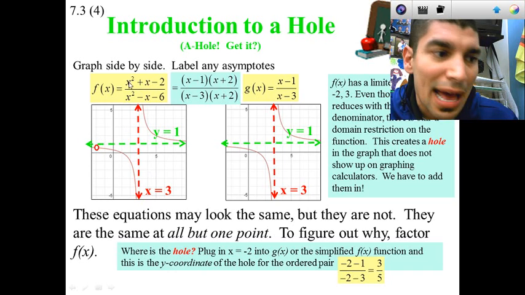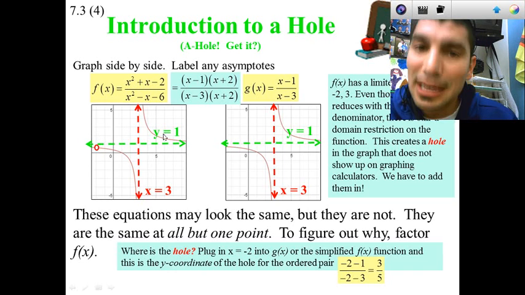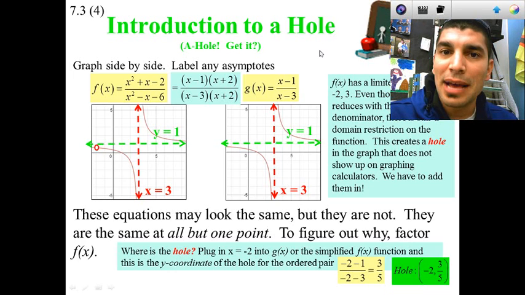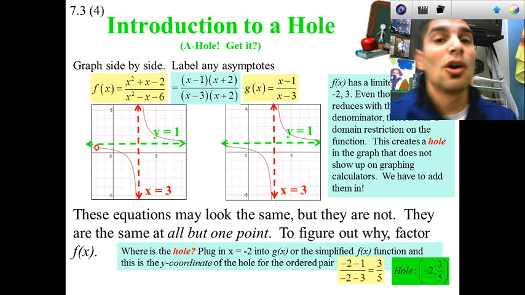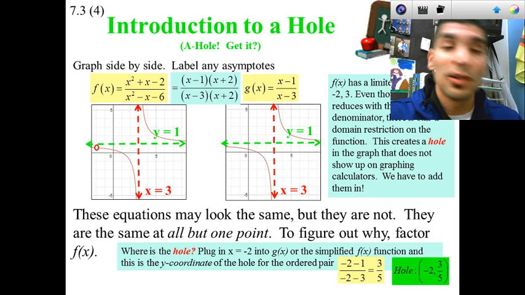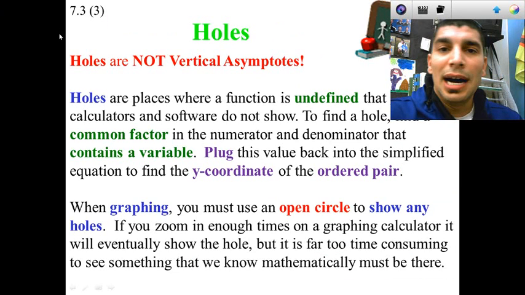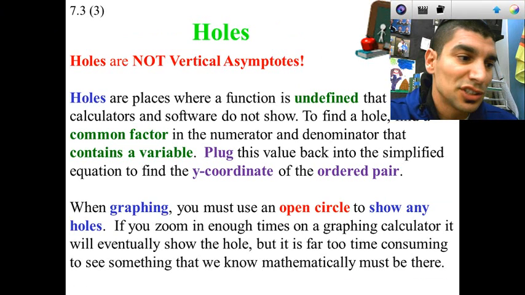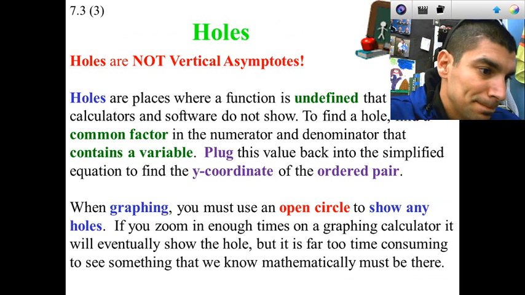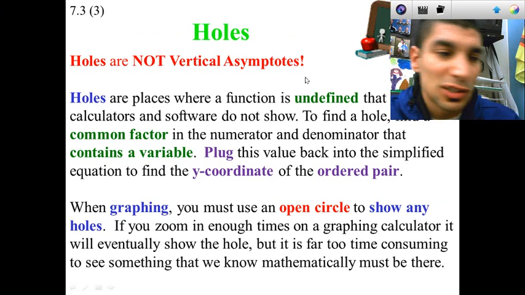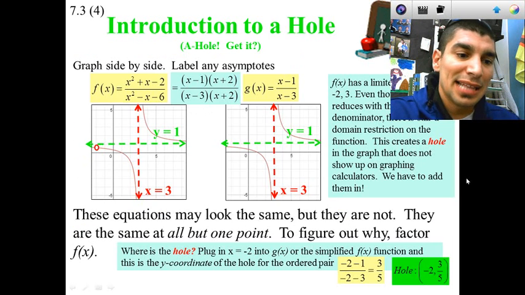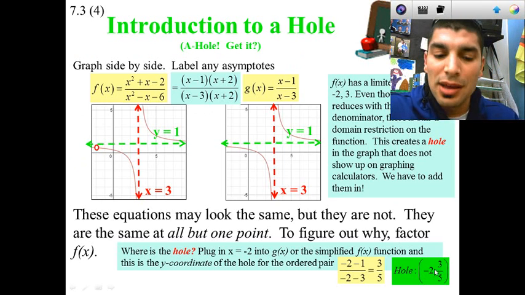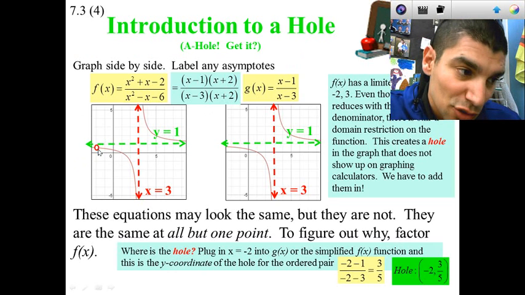Just a reminder, holes aren't vertical asymptotes. They're a place where the function is undefined. You can always find where the hole is located by plugging it back in. That's exactly what we did down here to find where the hole was. Notice the hole was an ordered pair. That's where it is. And graphically, we would just draw an open circle right there as well. And you have to do that. If you're graphing a graph that has a hole in it, you have to add that in there. It will not show up on any graphing calculator or computer software.